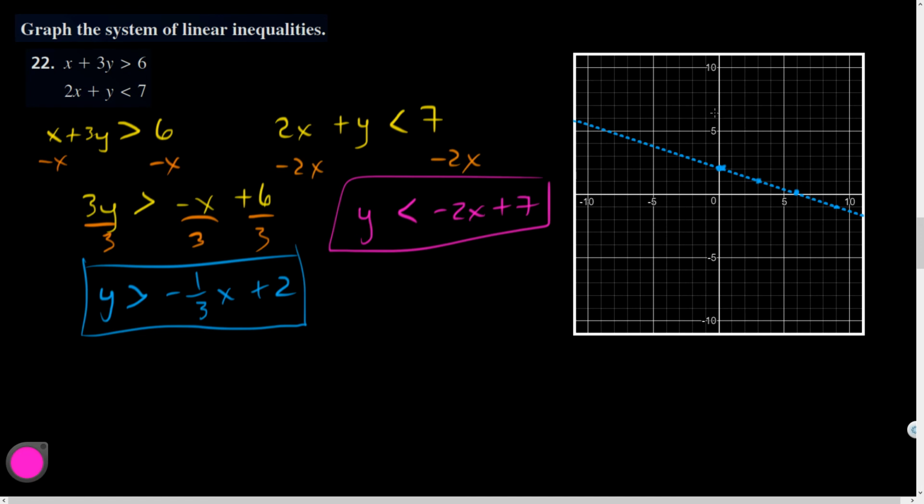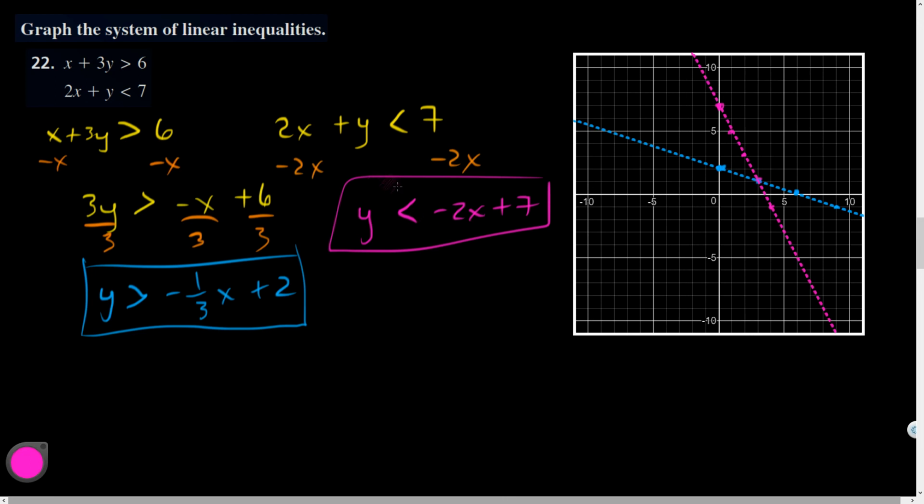And similarly here, I've got a y-intercept at 7 and a slope of negative 2: down 2 over 1, down 2 over 1, down 2 over 1. And this one also does not have the equal part, so it is also going to be a dashed line. And then that's not going to be all. It's not just a matter of the lines, but these are also either greater than or less than, so we're going to have to shade these as well. Let's figure out the shading.